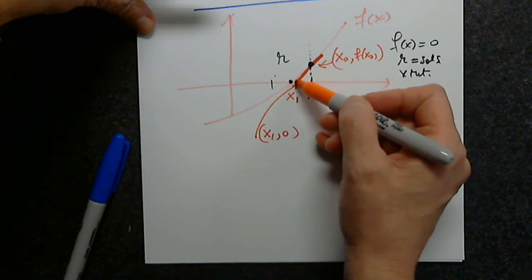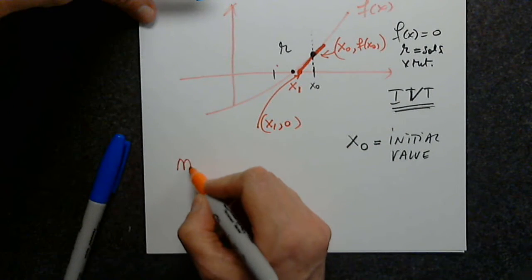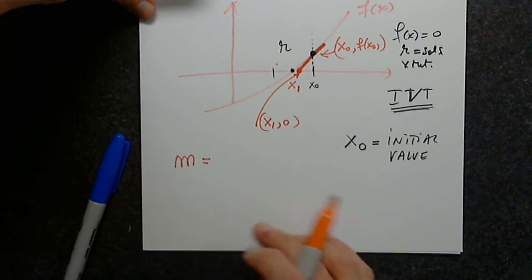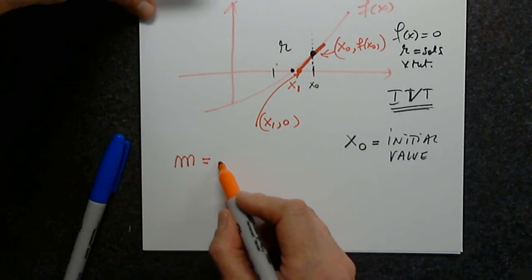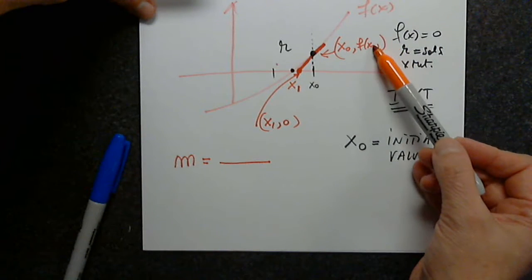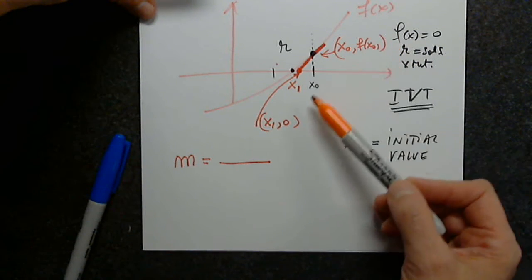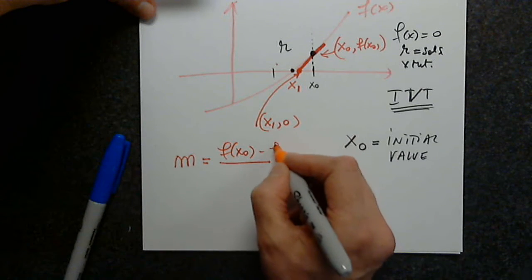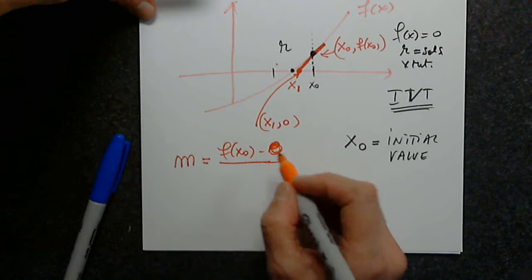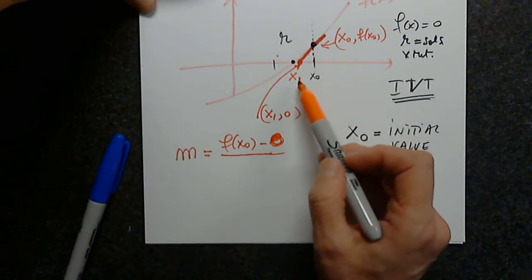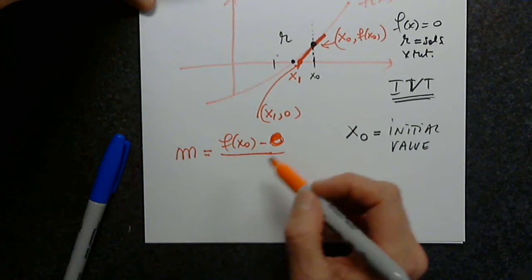This line is the tangent line, and I would like you to give me the slope using these points. I want the slope of the tangent line. y2 minus y1, very good. f of x0 minus 0 over x0 minus x1, you agree?